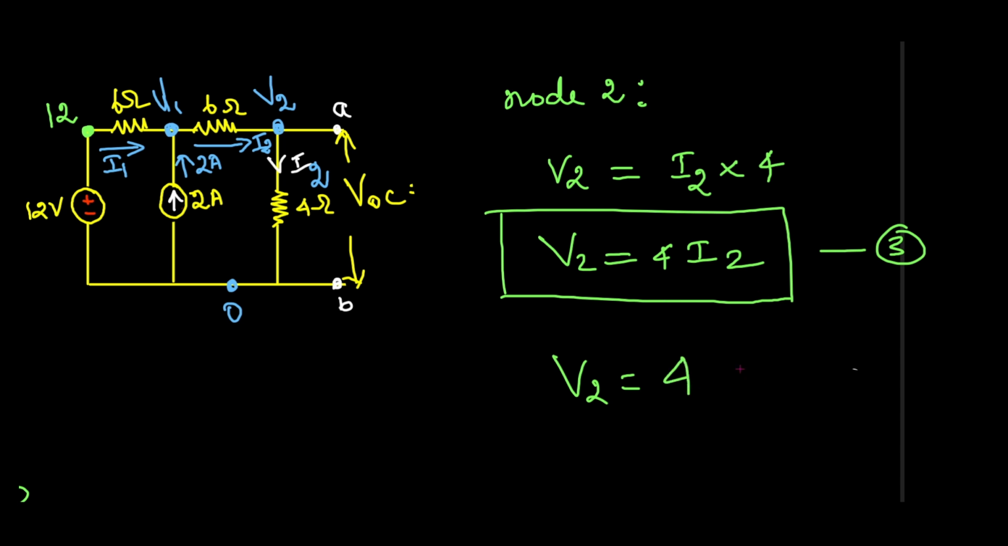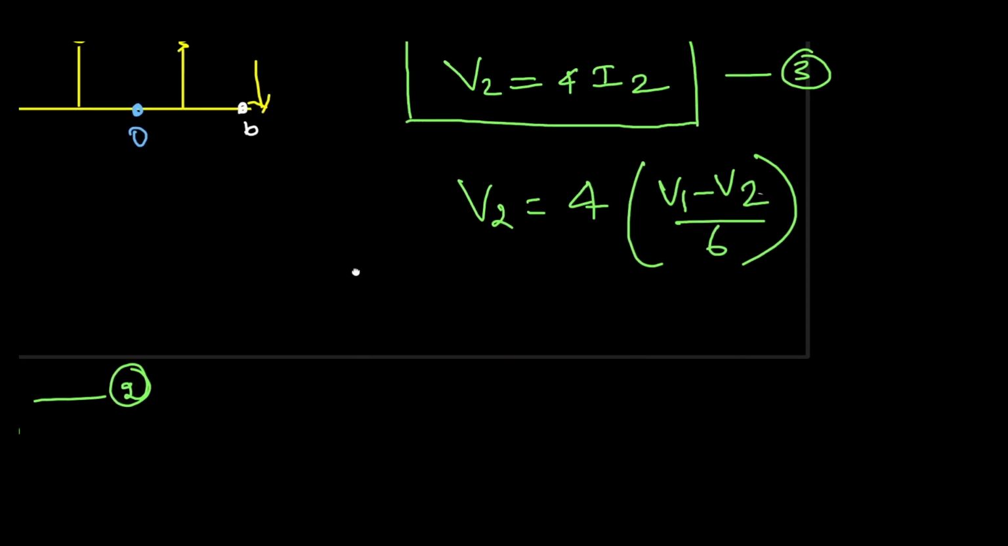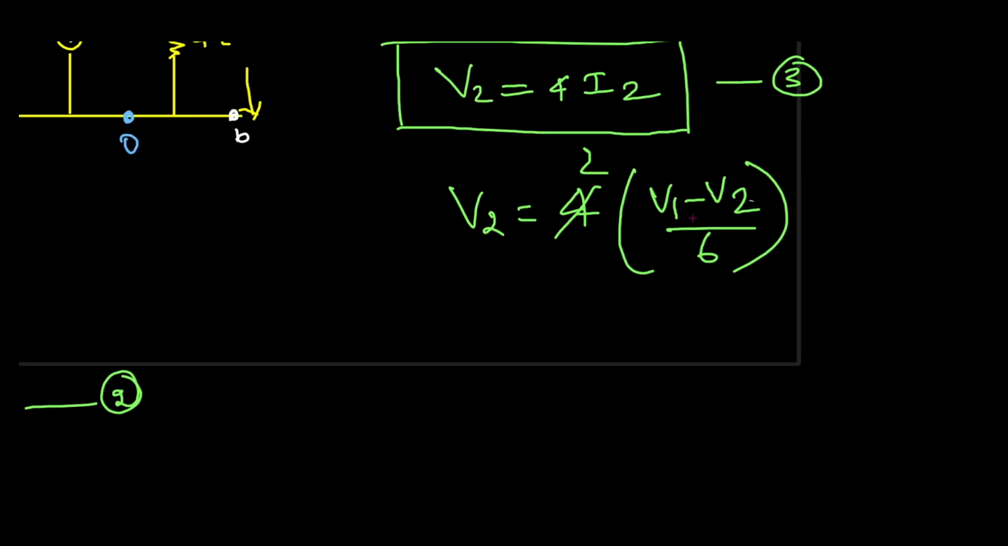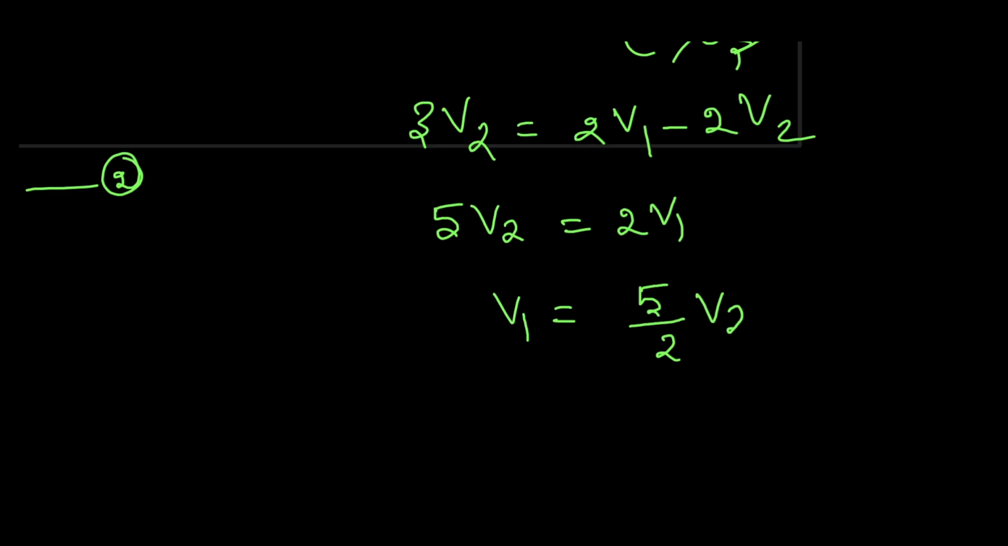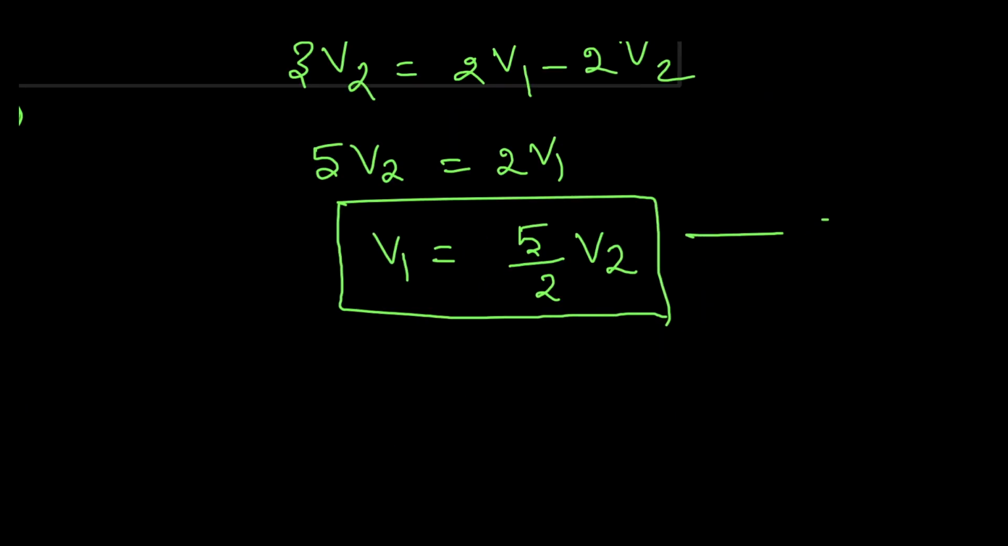So I can apply Ohm's law here. That is 4 into V1 minus V2 divided by 6. So you get some equation here. It is 2, it is 3. So 3V2, that is equal to 2V1 minus 2V2. That means 5V2, that is equal to 2V1. Right? V1 is equal to 5 by 2 V2. This is your fourth equation.